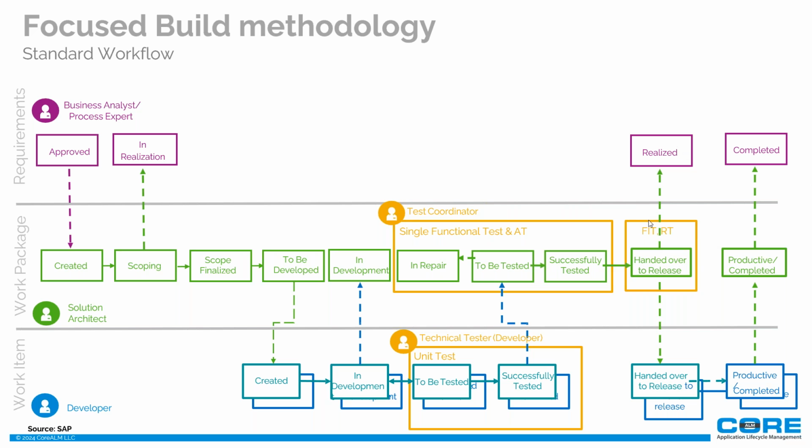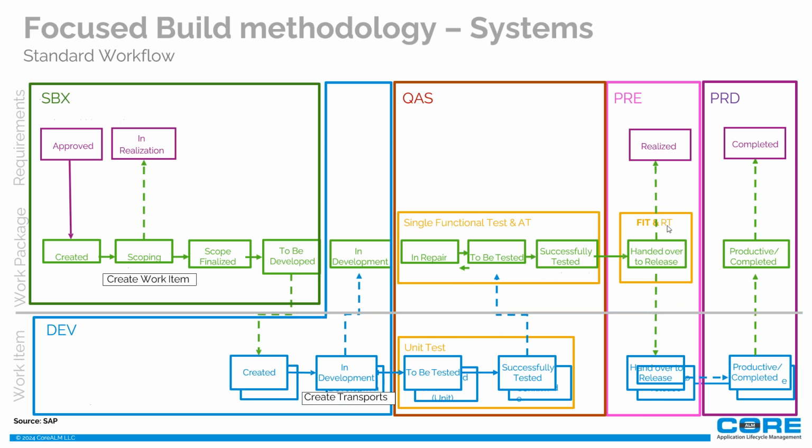And now you might ask, but what system am I doing this in and what role? So we can see the role, but what system? And here we see the system. So the system will be this: we do it in QA, and the FIT and regression test we do in pre-prod. Right.